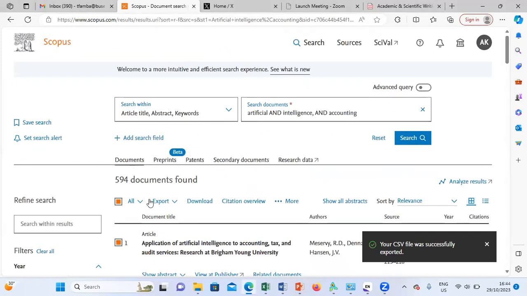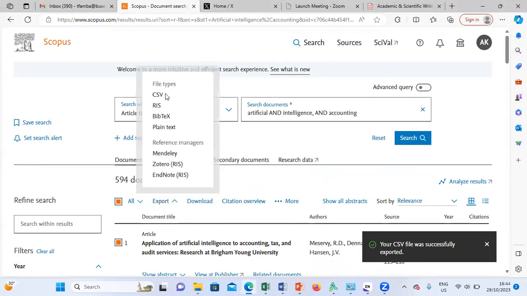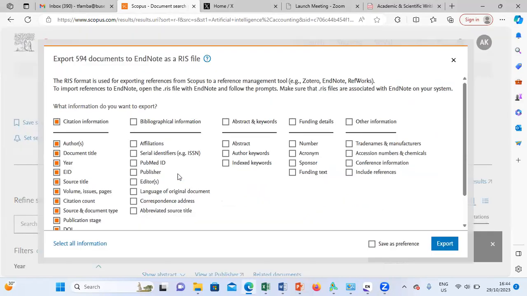So you see here, we exported, right? When we export here, we want to send our 594 documents to EndNote. So we just click here. What is it that we want in terms of citation information? We just want this citation information. We want the authors, right? The document title, yeah.